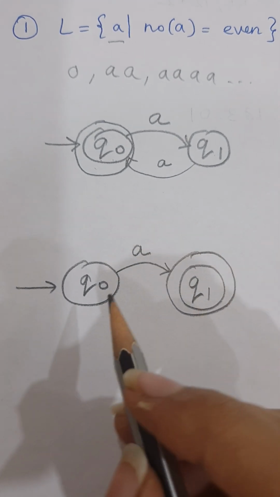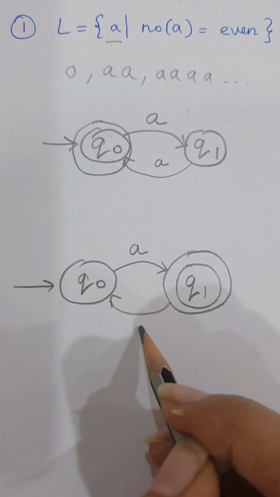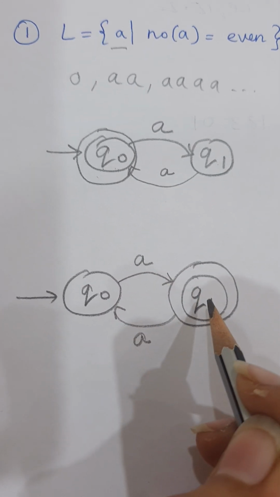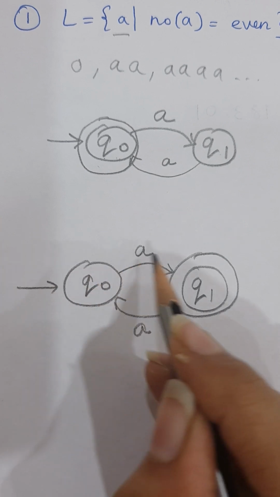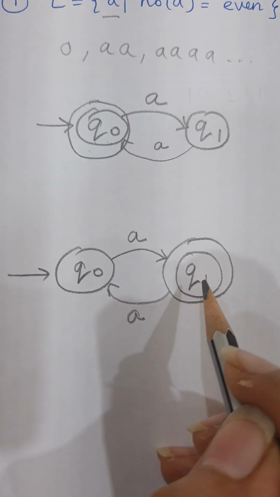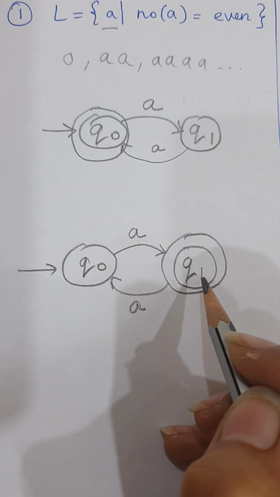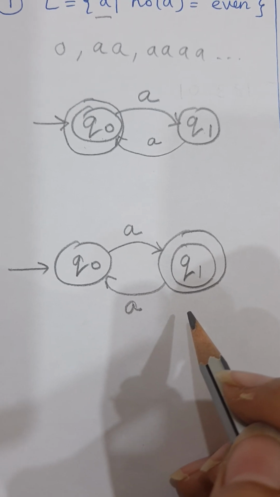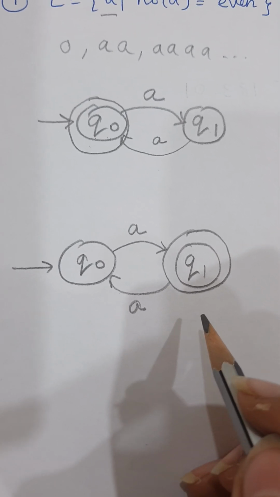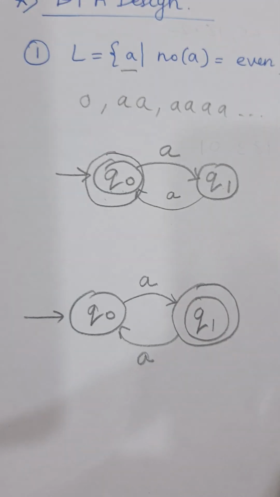But if there are 3 A's, so first, second A, third A, the third one is accepted. Say for example, this is the 4th and 5th. So even number of A's will not be accepted, and odd number of A's will be accepted. So this is the DFA for accepting odd number of A's.